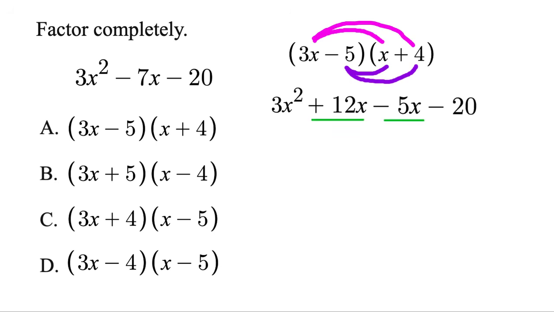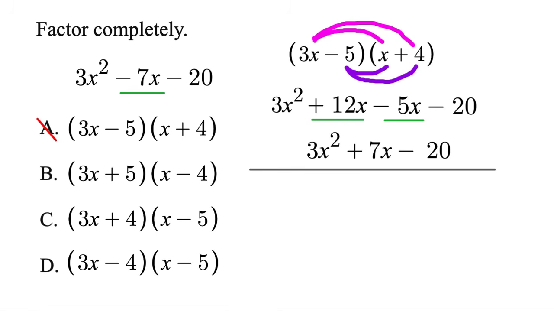From there, we'll combine the middle two, 12 minus 5. That gets us a positive 7. But notice we wanted to get a negative 7. So we're very close, but not quite. So unfortunately, it's not A. But if everything is correct except the middle terms, all you need to do is the old switcheroo. Make this one negative, make this one positive, and then this should be it. So B should be our answer here.